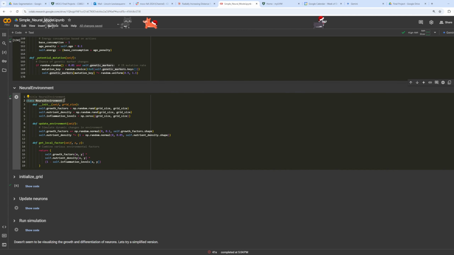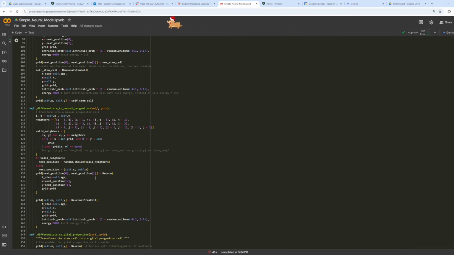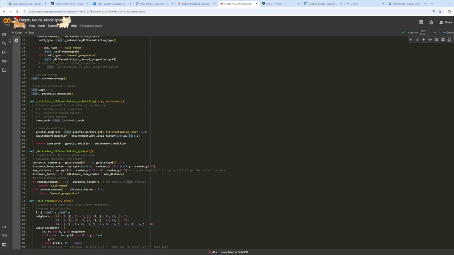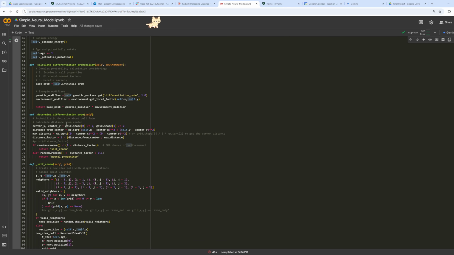What I was saying was, the neural environment, which is another class I made, starts off with random growth factors, nutrient density, and inflammation levels, which is my way of saying cortical pressure, amniotic pressure, buildup, density, combined into one factor. Now, this is also not as realistic, but again, I'm trading off between complexity of my simulation and accuracy. So the local factor is just an equation based off what's going on around that cell. Depending on the environmental modifier and genetic modifier, it'll have a complete differentiation probability. And then there's a differentiation type.